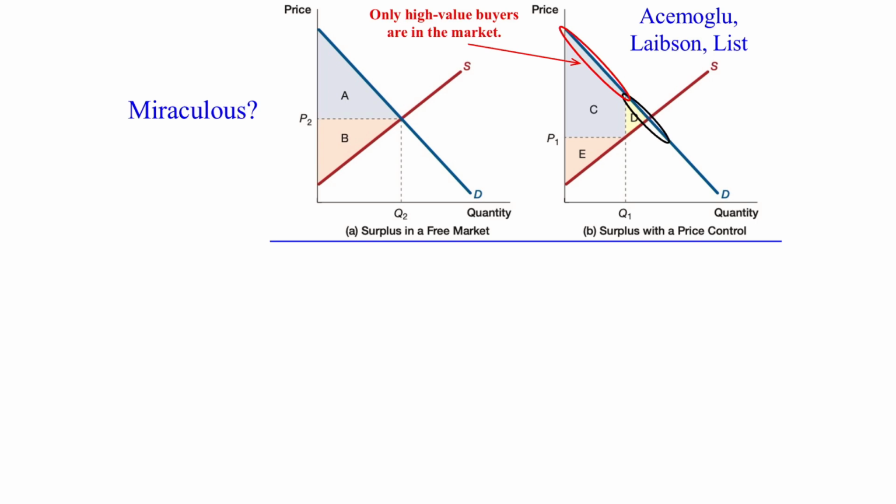We understand how it happens in the left picture, right? It's not a miracle in the left picture. The high value buyers are the ones willing to pay more than the price, so they go and purchase it. And the low value buyers look at the price and say that's too much, and they're not part of the market. But it's illegal for the price to do that role in the right-hand picture, so something else has to do it. And there's never an explanation of what's happening there.